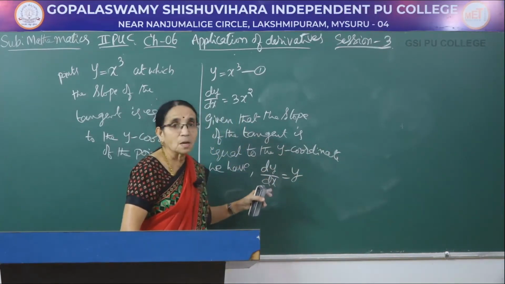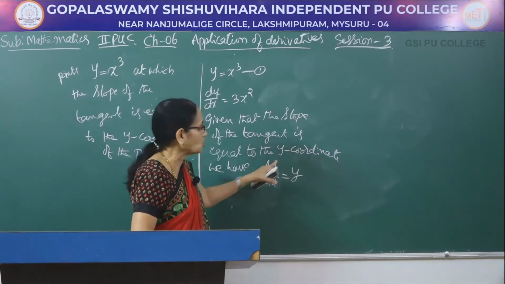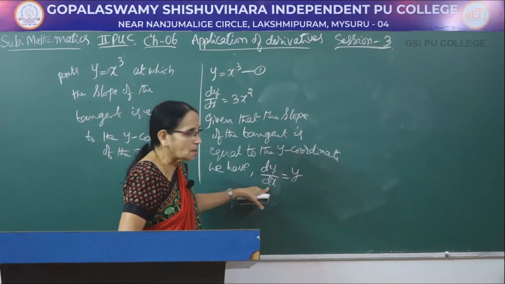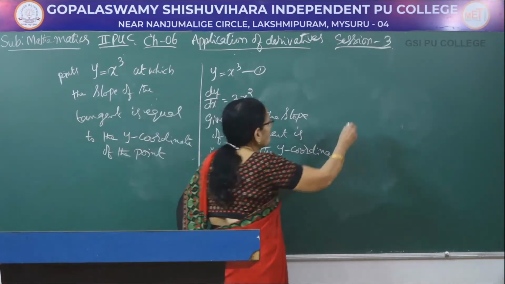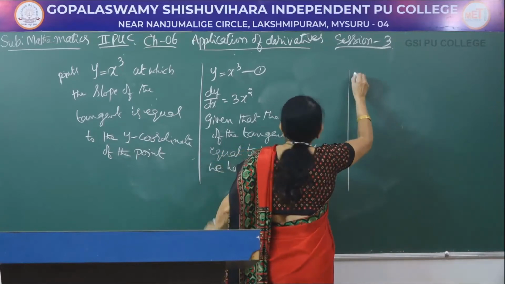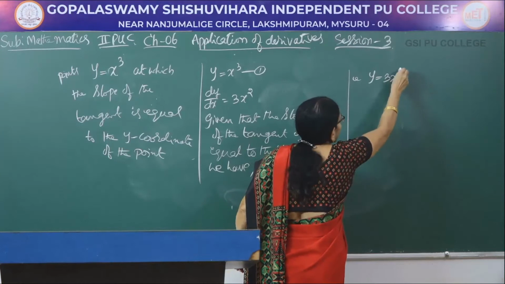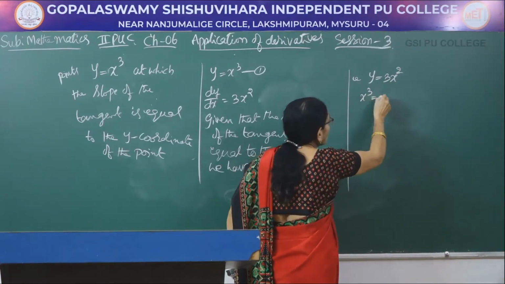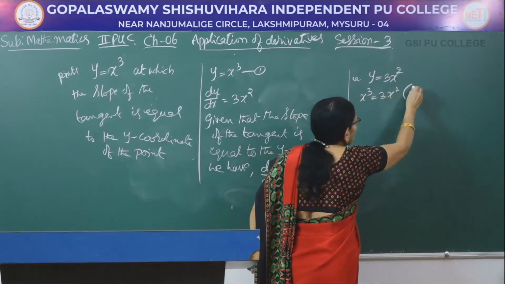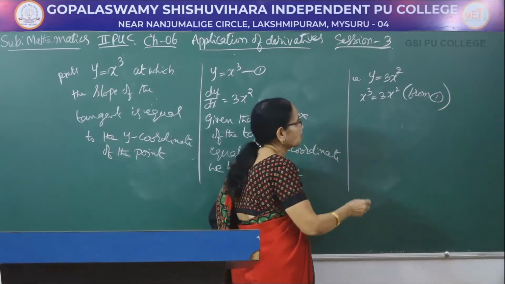That is very important, the geometrical meaning of dy by dx, that is slope. Slope equal to y means dy by dx equal to y. But what is y here? Y is equal to x cube. So, write here, for dy by dx I am writing y is equal to 3x square. And now write for y, you can write x cube equal to 3x square, from the first relation.